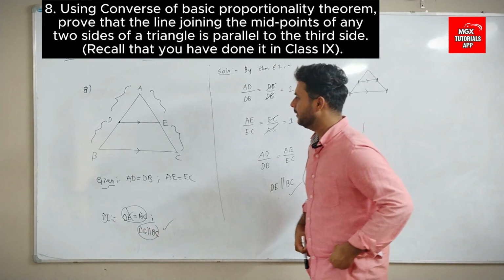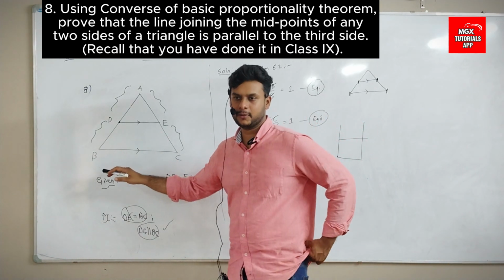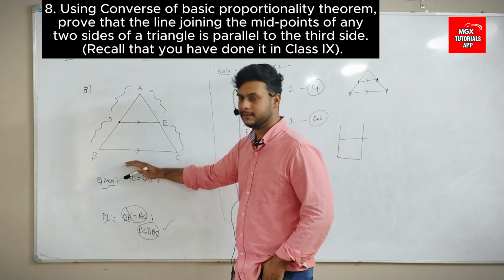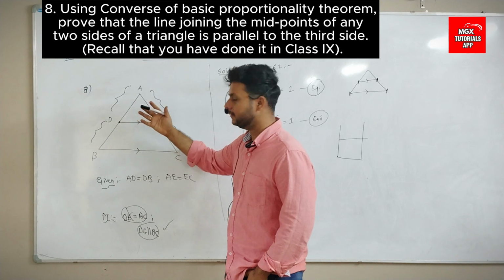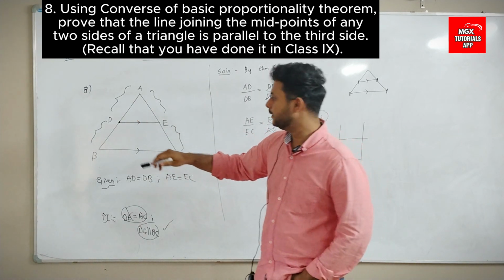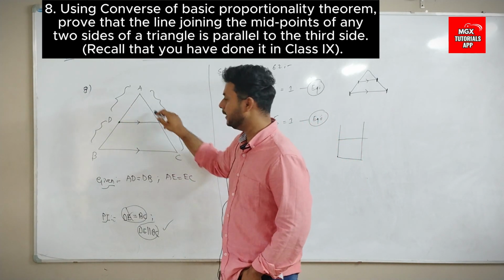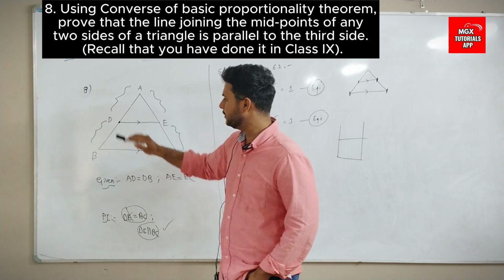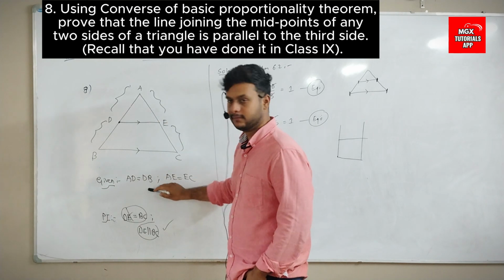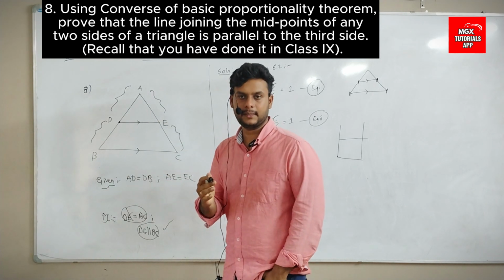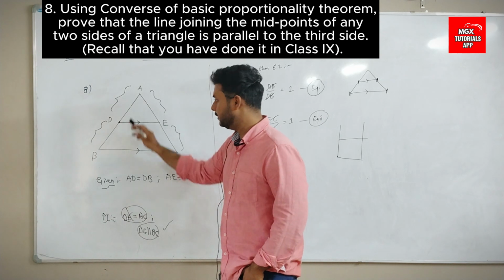Okay. Once again, using theorem 6.2, I should prove that DE is parallel to BC. Okay, this is the question. So theorem 6.2 tells us that we should use theorem 6.1. 6.1 is AD by DB will be equal to AE by EC. Okay, but we just know that AD is equal to DB and AE is equal to EC. They have told us to use 6.2. Any doubts here?